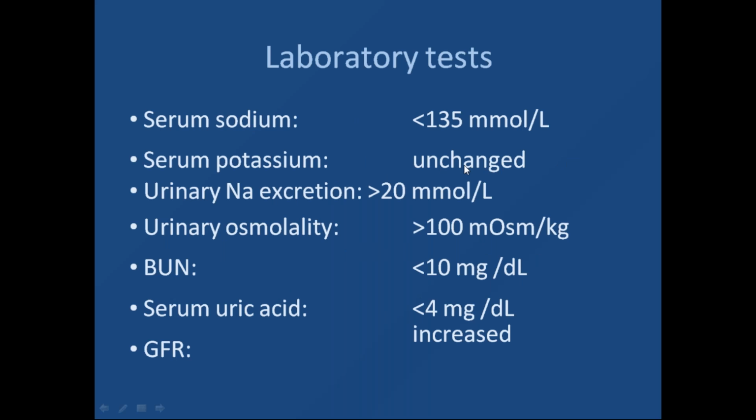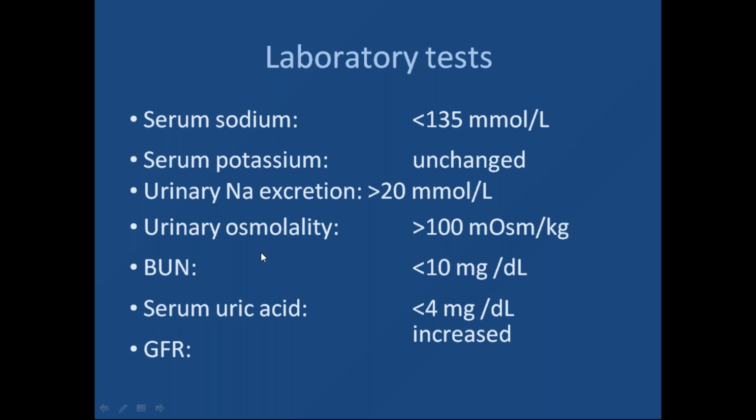So when we do investigations, there will be serum sodium. It will be less than 135 because the normal values are 135 to 145. Less than 135 is present in hyponatremia. Potassium is not much changed. We see the urinary excretion, how much sodium is being excreted, to differentiate it between renal or non-renal, extra-renal.